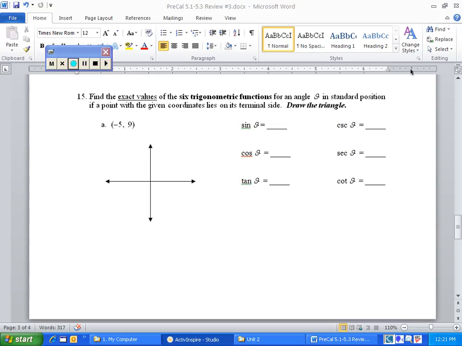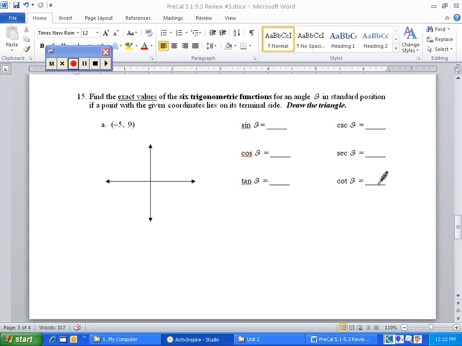And there's your answer there. Okay, tangent is opposite over adjacent, so that's 9 over -5. You don't have to do anything else there. And the cotangent would be -5 over 9.